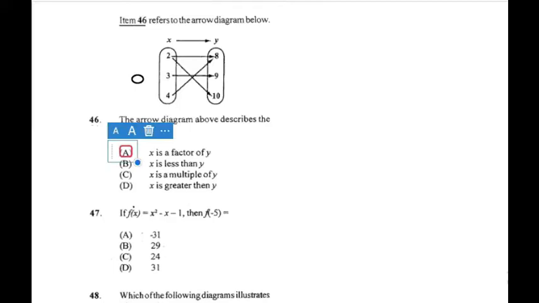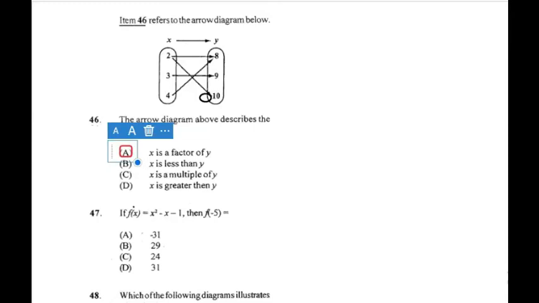B says x is less than y. So if that was the case, 2 would also go to 9, but you realize that 2 only goes to 8 and 10. Because 2 is indeed less than 9, and 3 would also go to all the numbers, and the 4 would go to all the numbers. But that's not the relationship that is being described.